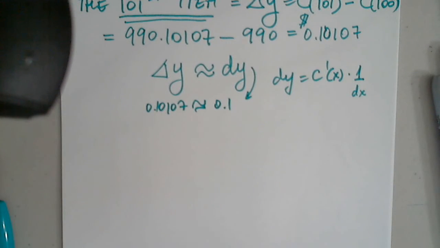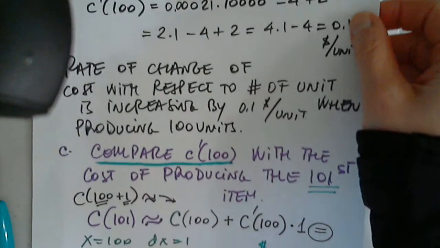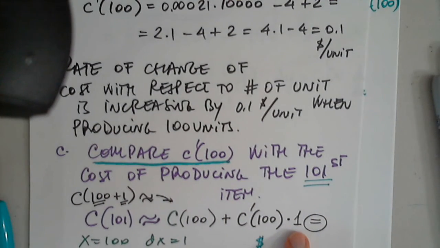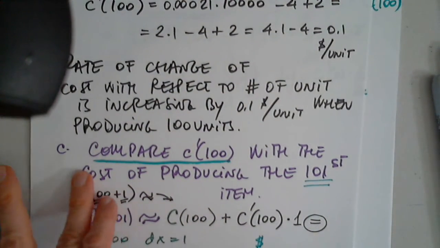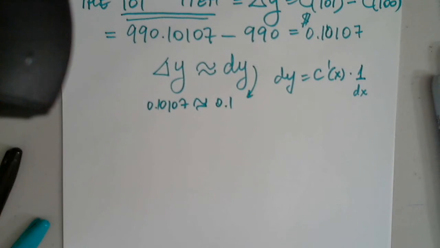So that was the idea. But this is a specific situation in which delta x is 1. And it's still a good approximation. You can say, but 1 is quite big. Not when it comes to items.